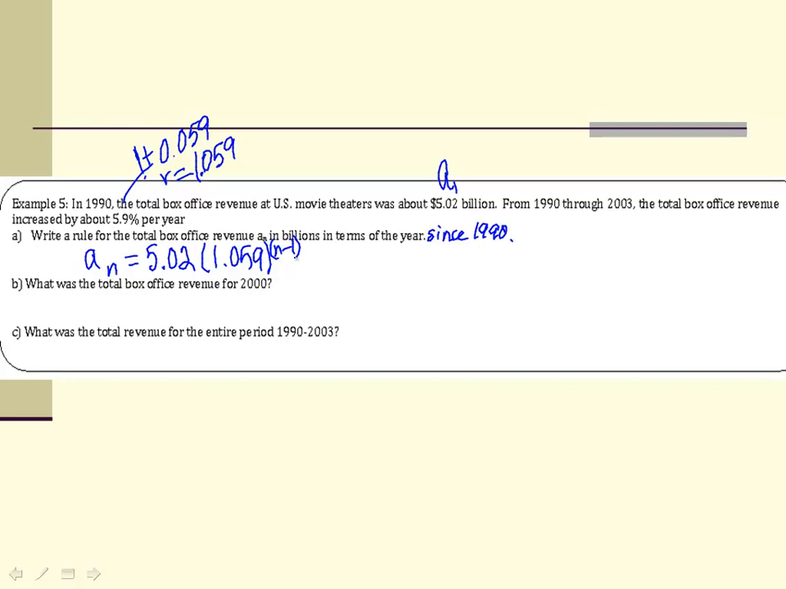So what was the total box office revenue for 2000? Well, that's 10 years since 1990, so A sub 10. So 5.02 times 1.059 raised to the 10 minus 1 power. And if you simplify that, put it in your calculator, you'll find A sub 10 equals 8.41 billion dollars.